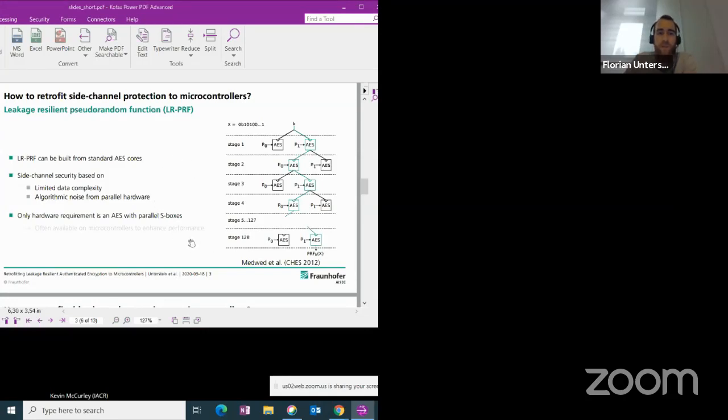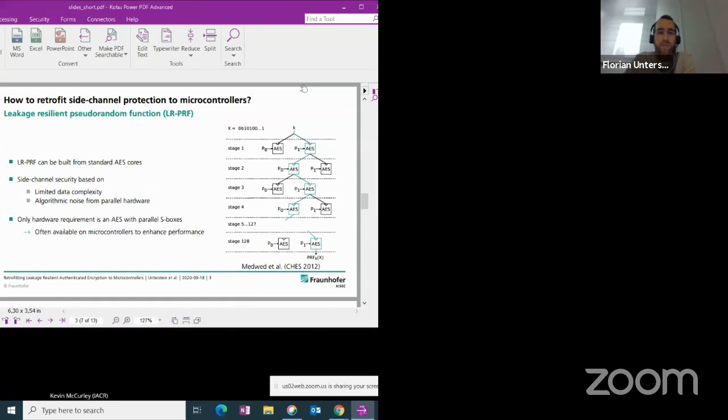So, like I said, the only hardware requirement that we have is this AES with parallel S boxes. But luckily for us, this is a feature that common microcontrollers often have, because if they have a crypto accelerator, then it is used to enhance the performance, and this is mostly done by either fully parallel implementations or at least 4 S boxes in parallel to speed up the computation.